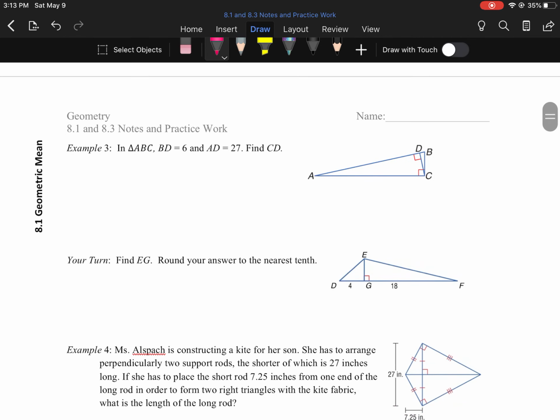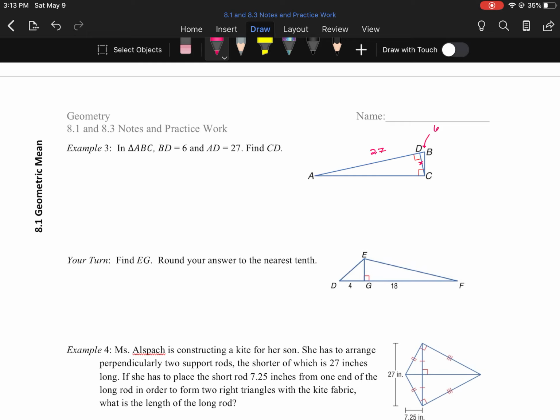Example 3. And I do want to say these notes are sort of long today, so I apologize. Example 3 says in triangle ABC, B to D is 6. Oh my goodness, that's a tiny little segment. So 6. A to D is 27. We have to find C to D, so I'm going to call that X.